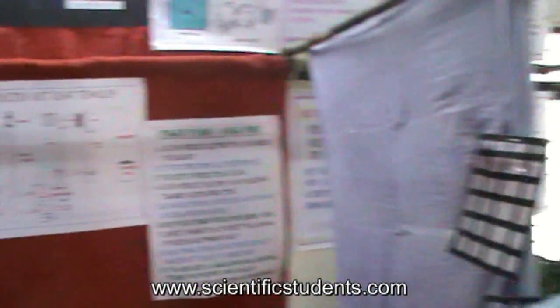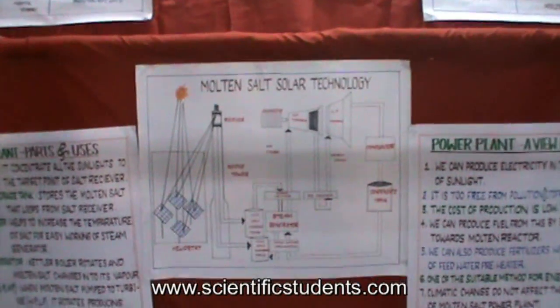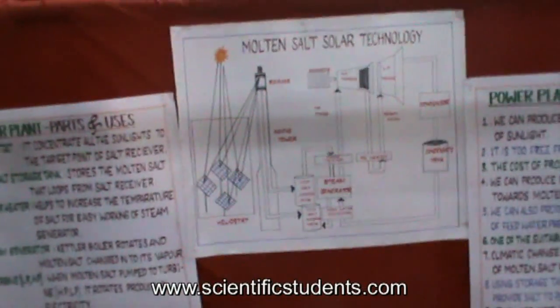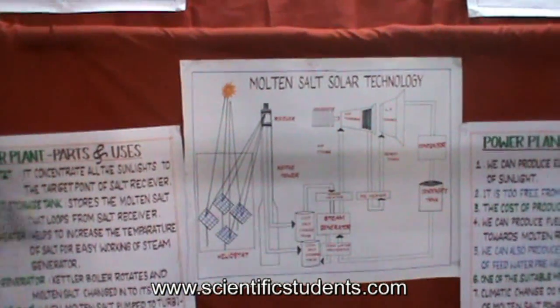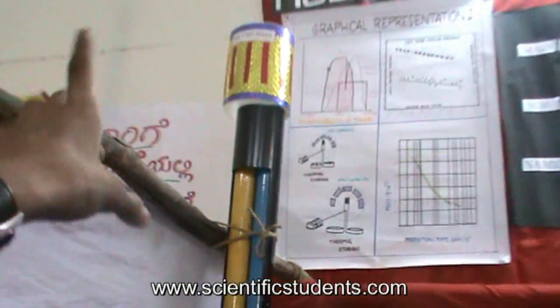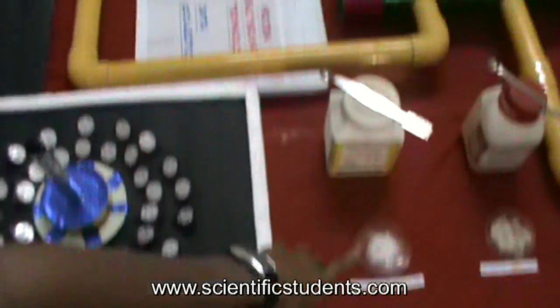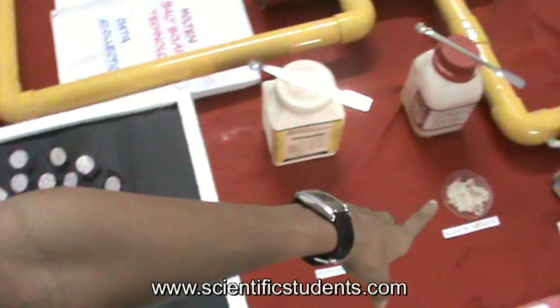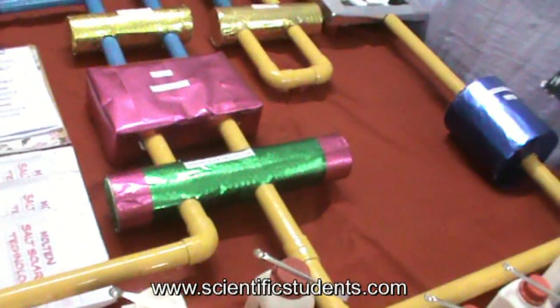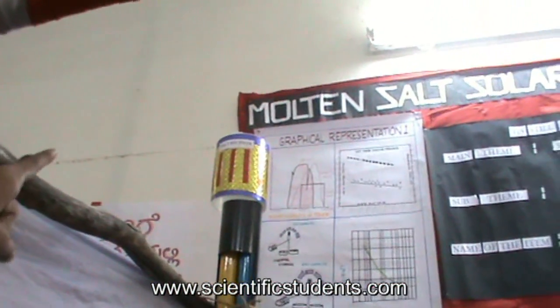Our project is Molten Salt Solar Technology for producing electricity, fuel and fertilizer. This is said to be a 3-in-1 source. This is the salt receiver. We keep a salt mixture of potassium nitrate and sodium nitrate, 60% potassium nitrate and 40% sodium nitrate, used in the molten stage. This mixture is kept in the salt receiver.